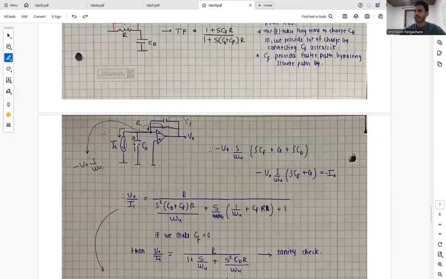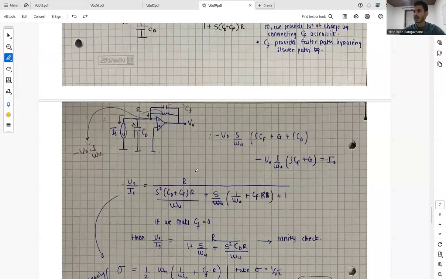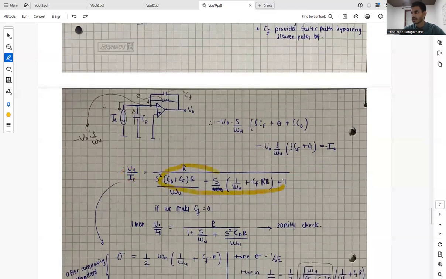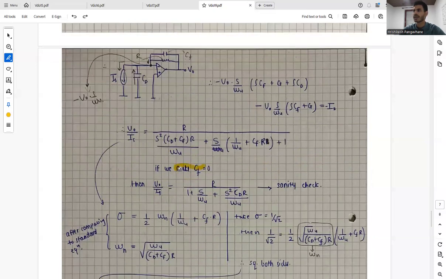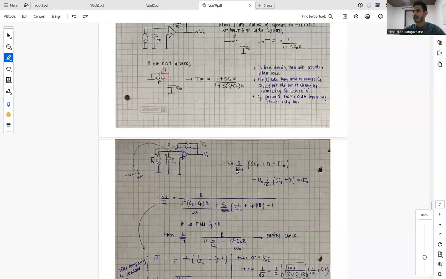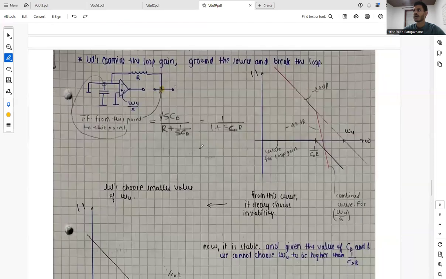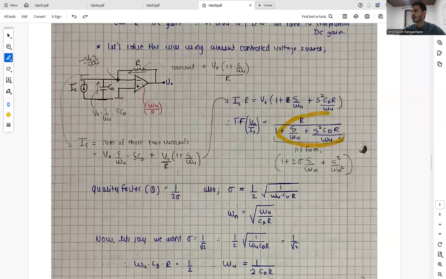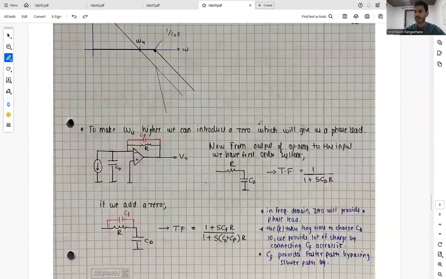So basically this is our circuit, and at this point we have a voltage of minus V0 S by omega u, and now we have this current and this current, and these two in addition make IS. So we write the equation for IS by adding two currents, and we get the transfer function as this big equation. And if we make CF equal to 0, then our V0 by IS transfer function looks like this, which is a sanity check, because when there was no CF, our transfer function looked like this. So this is how we check the sanity.